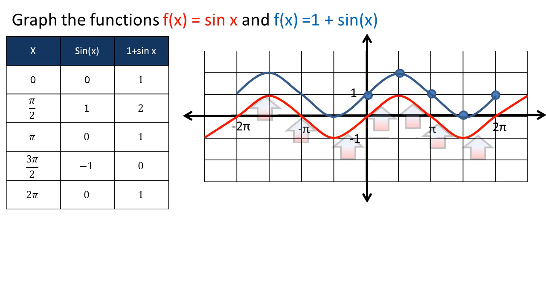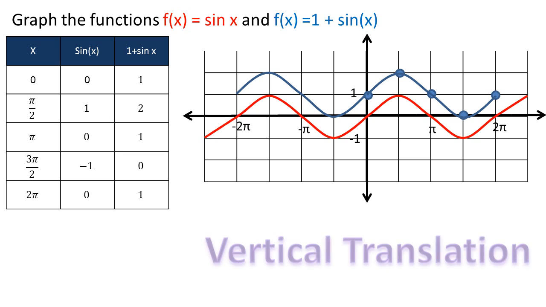And what happened to those two graphs? All I did was take the red graph and move all the points up 1. I moved it vertically 1, and that's called a vertical translation. Now I want you to notice down here that if I have the 1 in front, so 1 plus sine x, it's the same as putting the 1 behind, sine x plus 1.